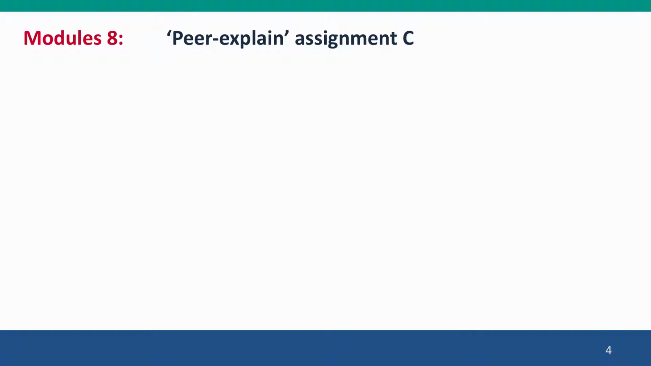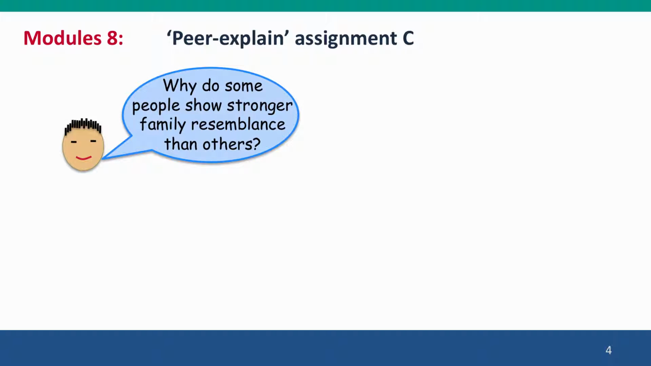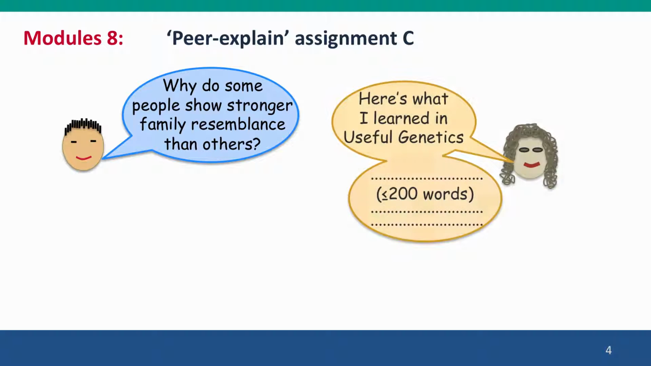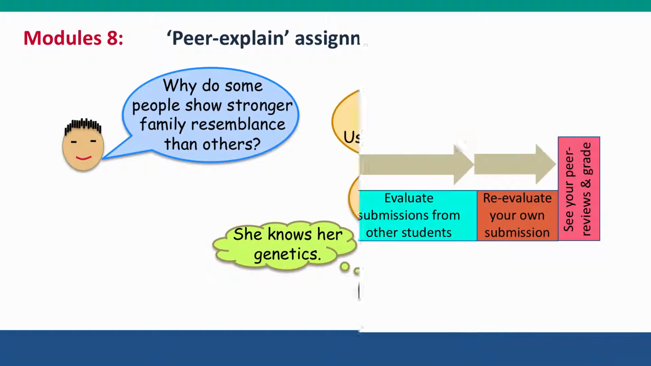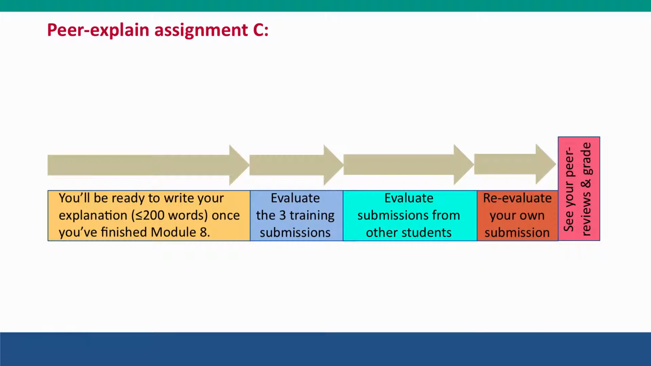Now, I also want to take a minute to describe the third of our Peer Explain assignments for those of you who might not have encountered them already. These are assignments in which we ask you to write an explanation for a person who hasn't studied genetics, and then your explanation is evaluated by other students. The first step, once you've finished Module 8, will be to write your explanation for the question that we pose. That should be quite short, only 200 words or less.